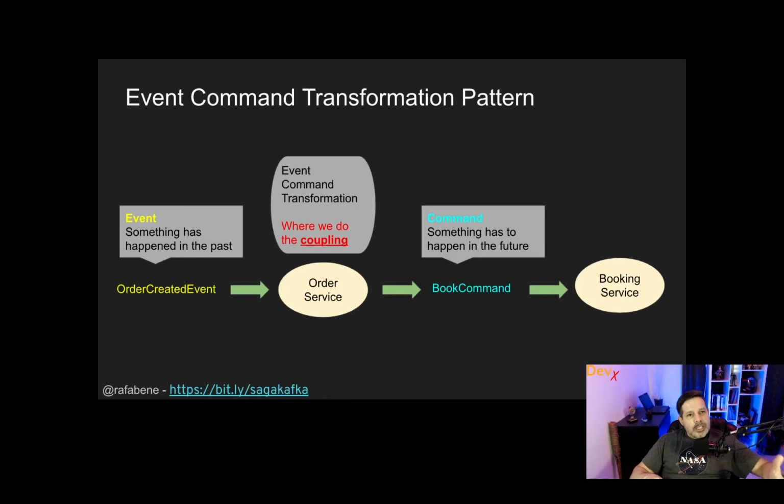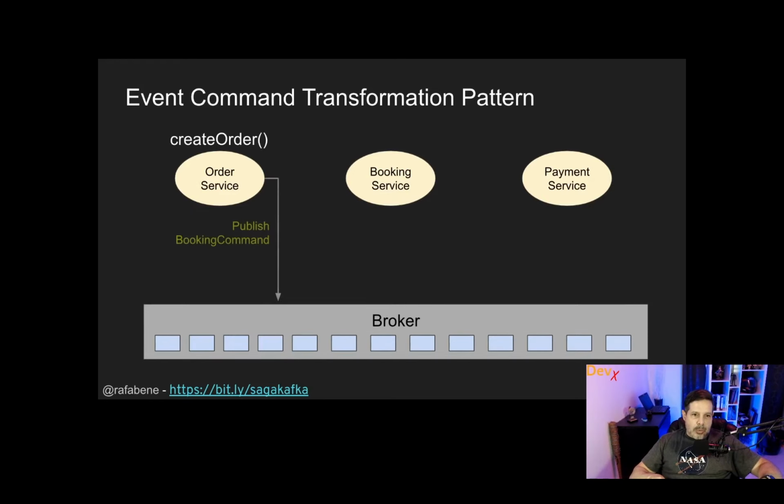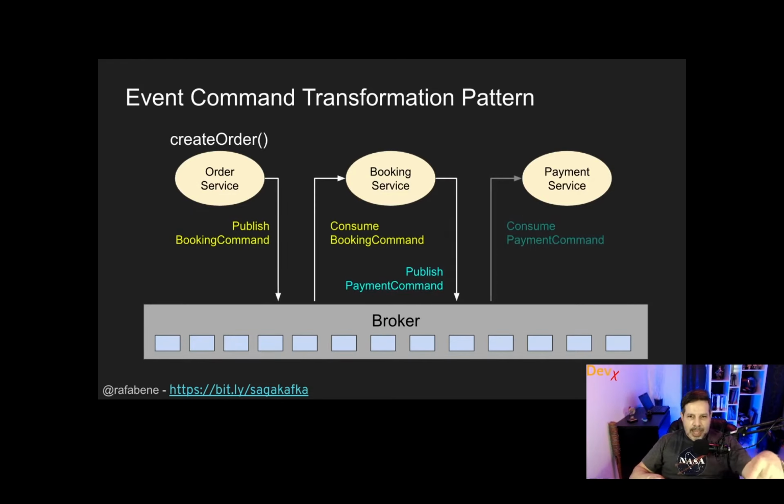What should we do? Proceed with the event to command transformation pattern. An event is something that happened in the past. So in that case, the order is where we do the coupling. So we need to transform that to a command, which is something that will happen in the future. So we transform that into a book command, perform a booking. In that case, we publish a command, a booking command. We will publish the command to perform a payment. Payment will consume that command. We publish a book command, and so on.